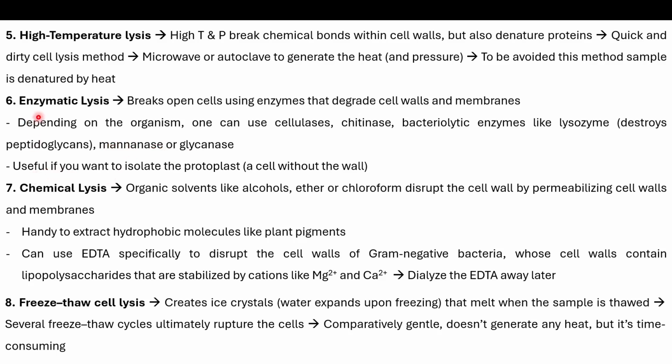Okay, so enzymatic lysis is actually useful if you want to isolate the protoplast, which is a cell without the cell wall. Again, you can use different kinds of chemicals like organic solvents, alcohols, ether, or chloroform to disrupt the cell wall by permeabilizing the cell walls and membranes. It is actually handy to extract hydrophobic molecules like plant pigments.